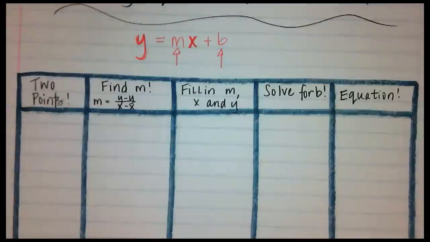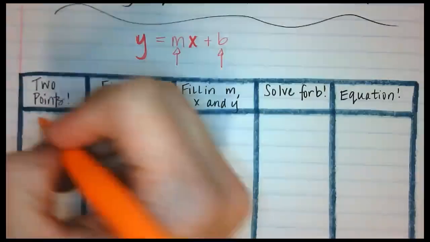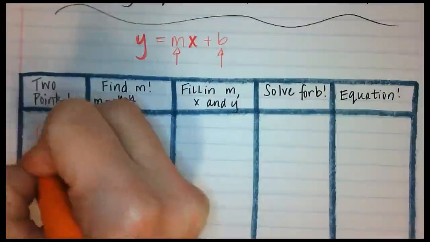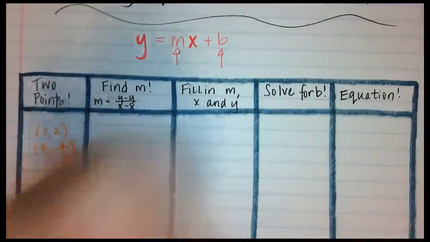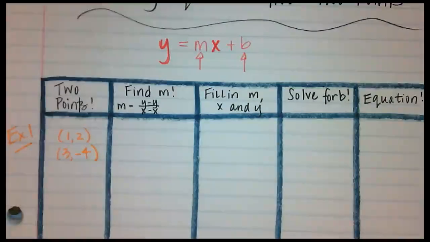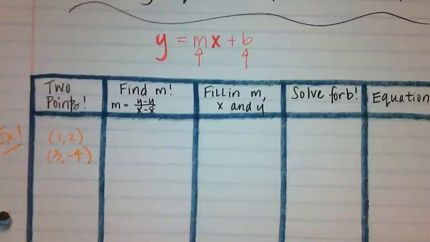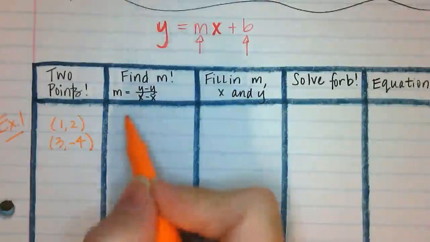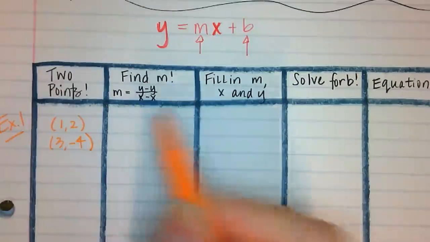Let's try one. First up, I'm going to give the points 1, 2, and 3, negative 4. So here's our first example. I'm going to call this example 1 out here. All right, so first thing that we have to do here is to find the slope.